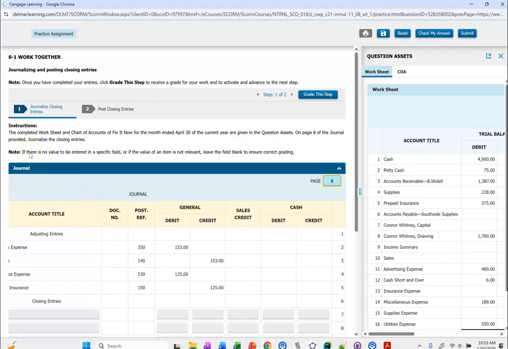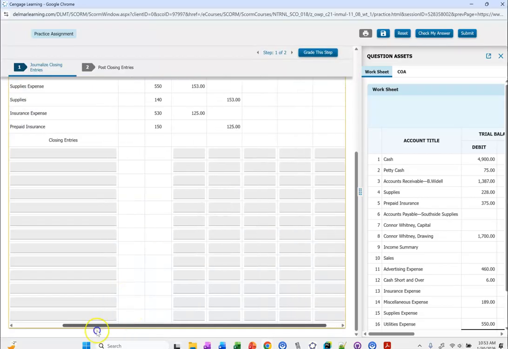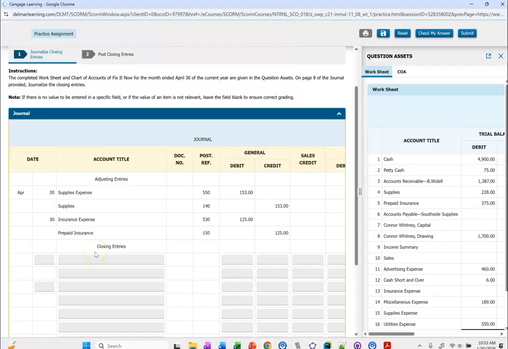Also, it says, note if there is no value to be entered in a specific field or if the value of an item is not relevant, leave the field blank. That direction changes on the post-closing entry, so I'm just pointing that out to you now. Usually it's been just leave the stuff blank. All right. So again, if we go back and look at the process, we did sales, expenses, capital, draw. Those are the 4 phases. Okay.